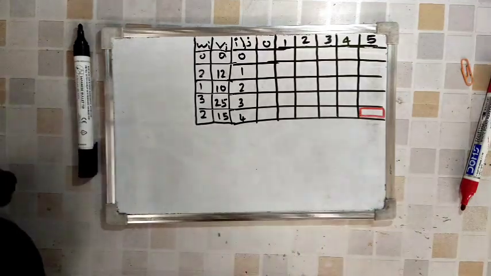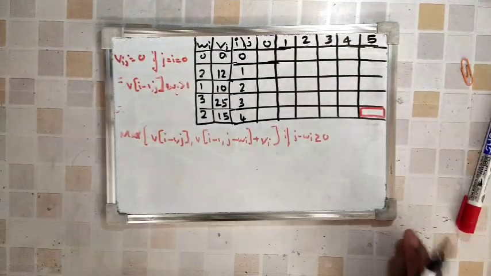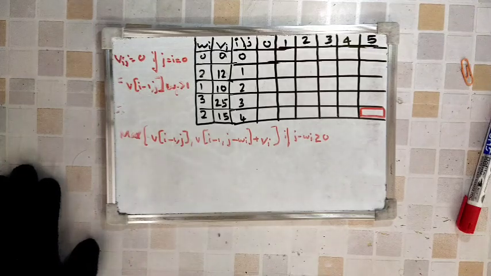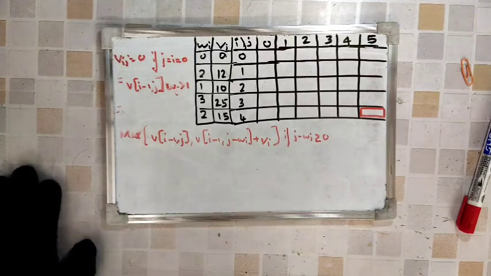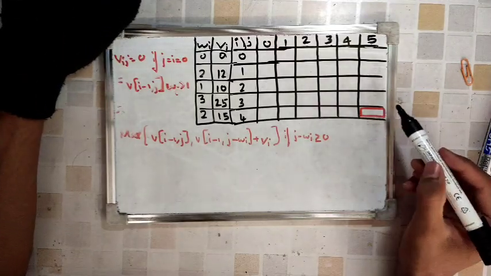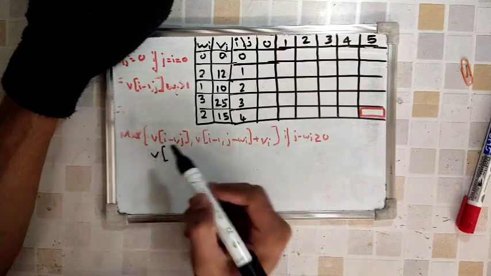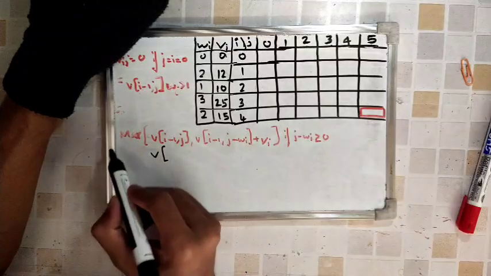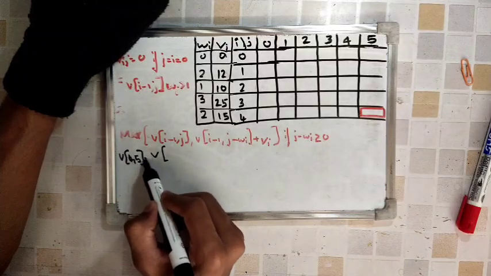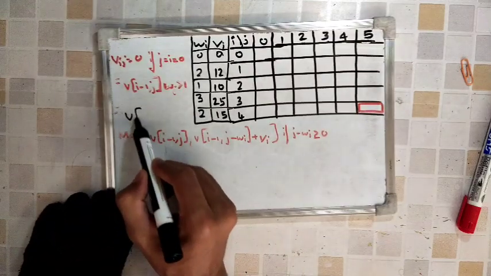The formula is very simple for this. So as not to waste time, I paused and wrote the formula over here. This formula is the same as the dynamic programming formula, there are no changes actually. First I have to find this, because I know this is the solution. So I will take v of 4 comma 5.